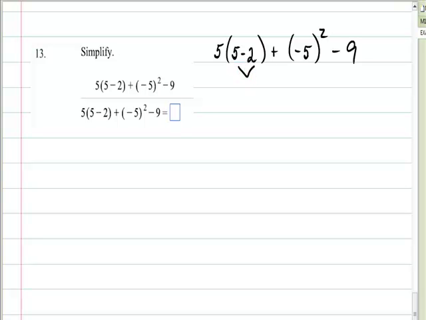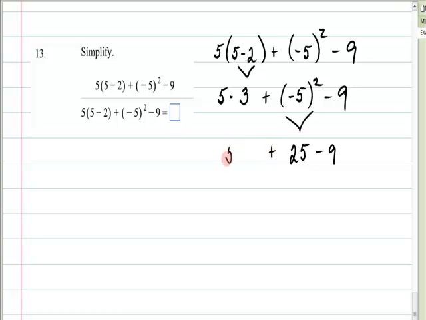And I have some subtraction. I'm not grabbing my red pen because we know that 5 minus 2 is 3. So I have 5 times 3 plus negative 5 quantity squared minus 9. Okay, multiplication, addition, exponent, subtraction. Well, exponents. A negative base raised to an even power, that means it's a negative 5 times a negative 5, negative times negative, positive 25.